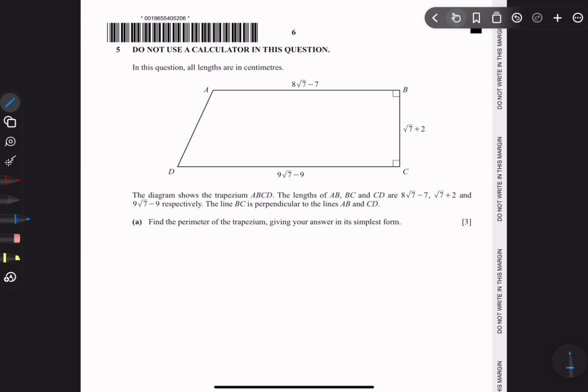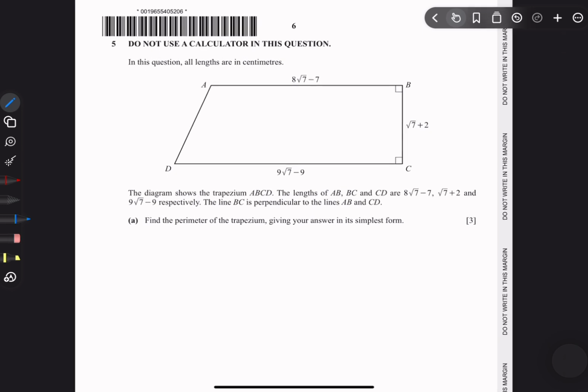Question 5. The diagram shows the trapezium ABCD. The lengths of AB, BC, and CD are this and this. The line BC is perpendicular to the lines AB and CD. Part A. Find the perimeter of the trapezium, giving your answer in its simplest form.